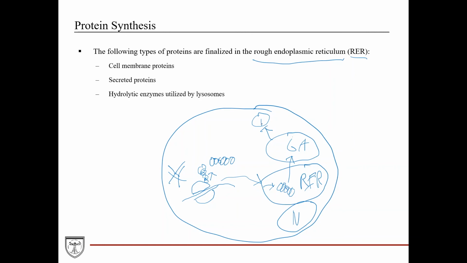So in this case, let's say it was a cell surface receptor like this that's going to be embedded in the membrane. It's going to be within this vesicle. The vesicle will then fuse with the cellular membrane, and then you have the cell surface receptor embedded.